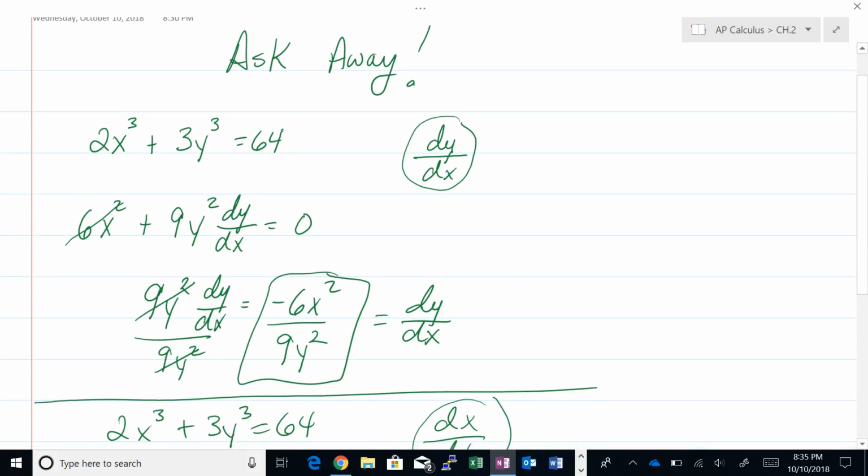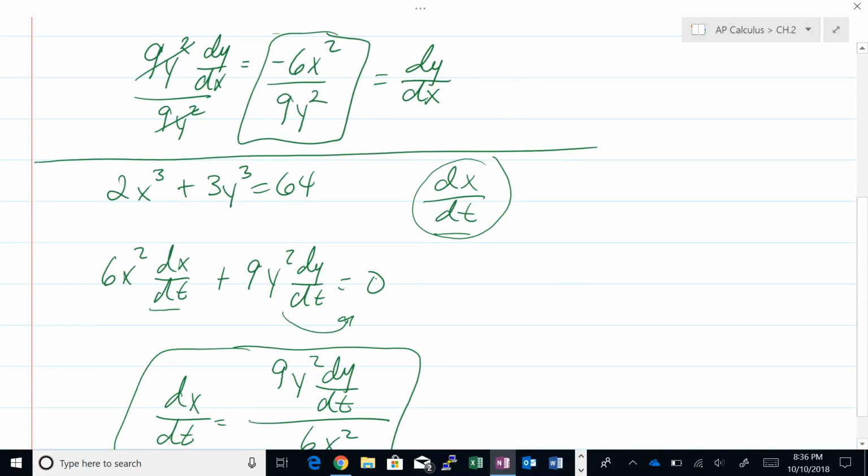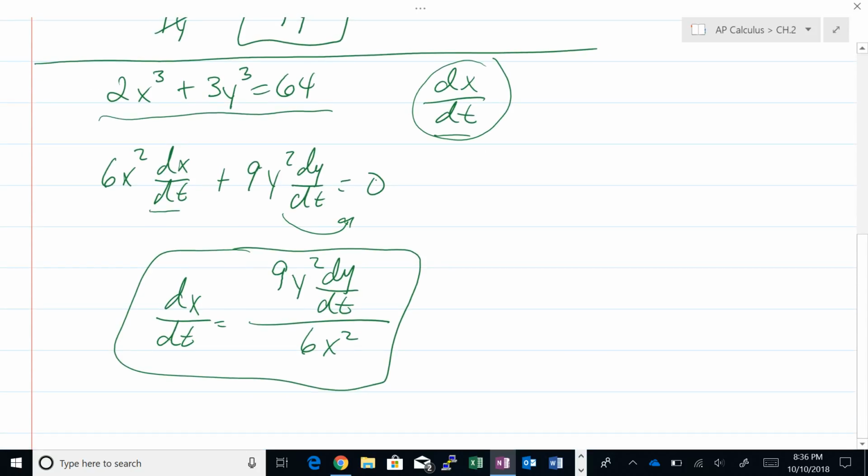In this scenario, I was asking for dy/dx, so I get dy/dx by itself. That's the answer. Same problem, I was asking for dx/dt.